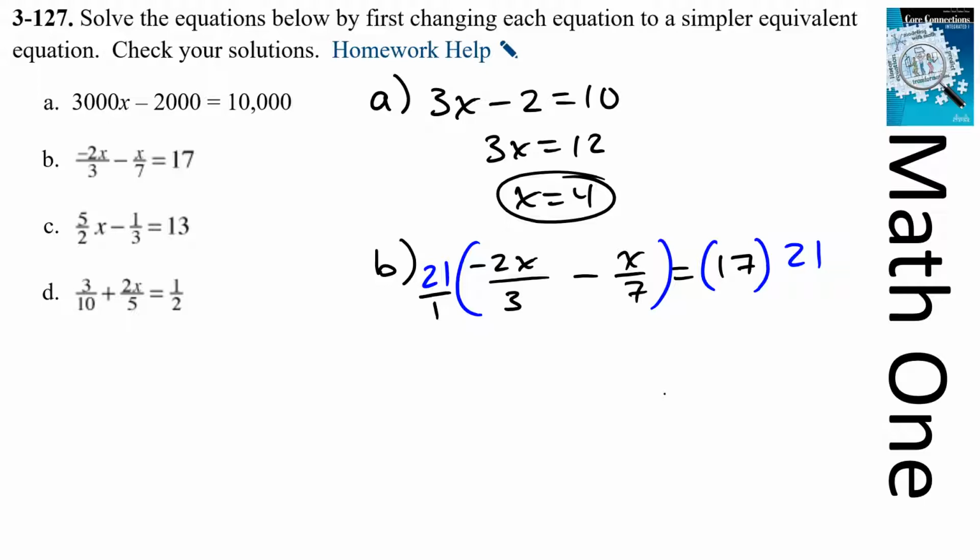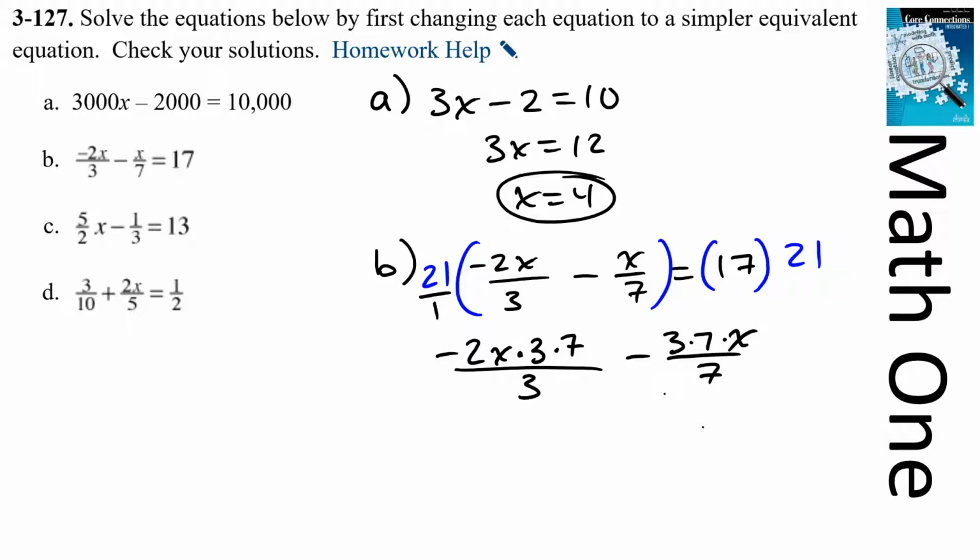And I'm tempted to write all the steps. So if I could write this, I would write 2 times x, and then I might choose to write the 21 as 3 times 7, and then all over 3. This is overkill, and I would never do all of this. And then the other part I would write is 21 is 3 times 7 times x over 7.